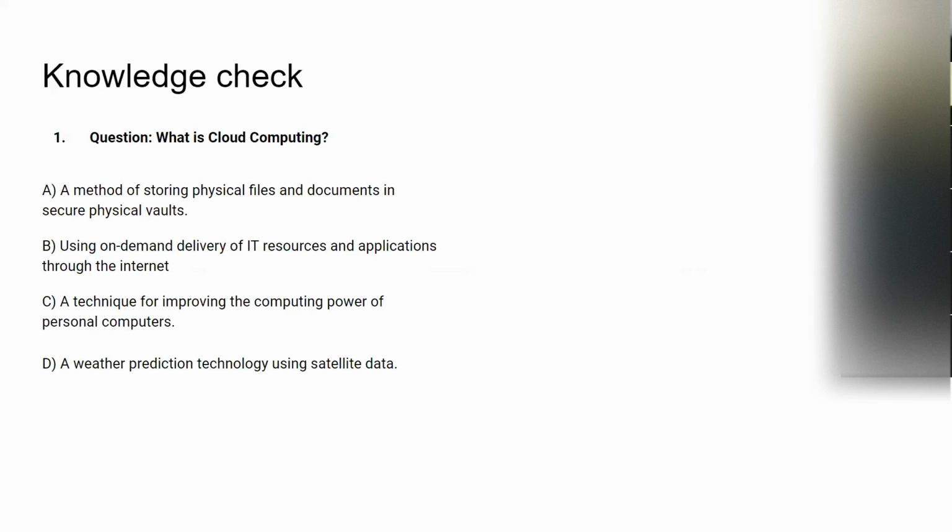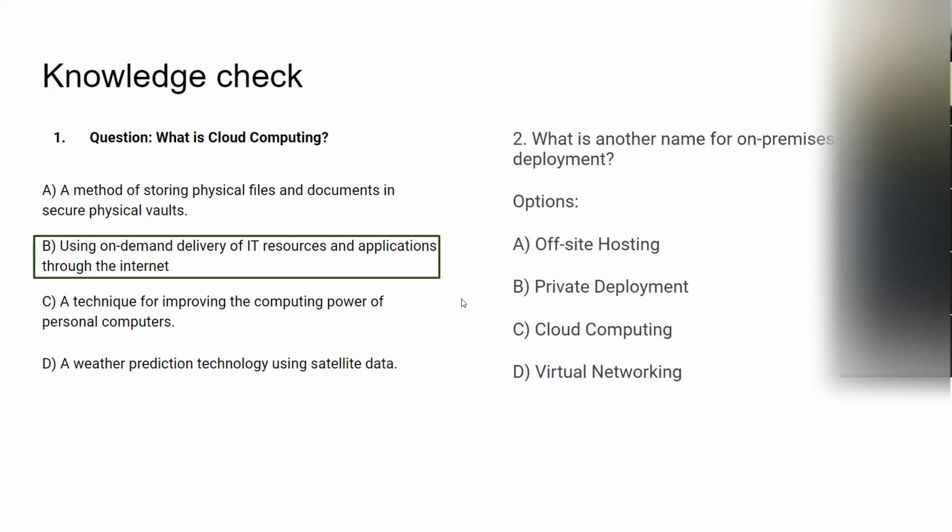What is the answer to question 1? B. I can't hear you. B. On-demand delivery of IT resources and applications through the internet. Yeah, so it's on-demand delivery of IT resources and applications through the internet, cloud computing. So we've discussed this several times. So that is correct, B.